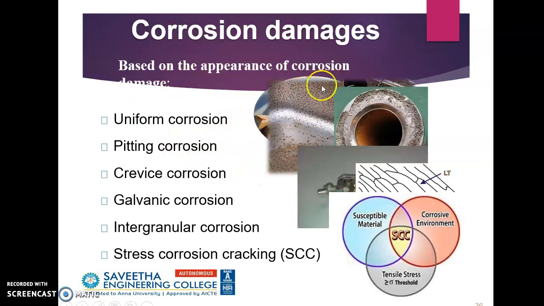Based on the appearance of corrosion damage, we have uniform corrosion, pitting corrosion, crevice corrosion, galvanic corrosion, intergranular corrosion, and stress corrosion cracking. I've listed only a few here, but we have many types of corrosion.